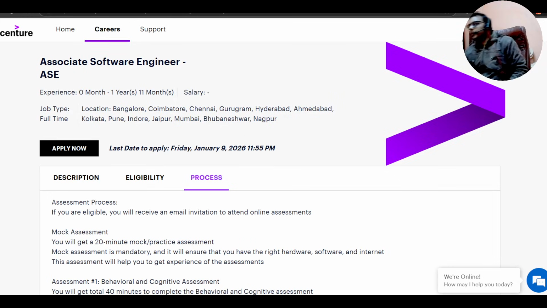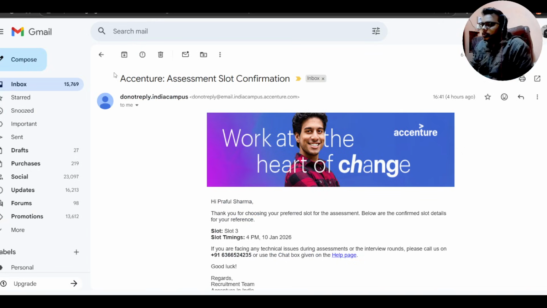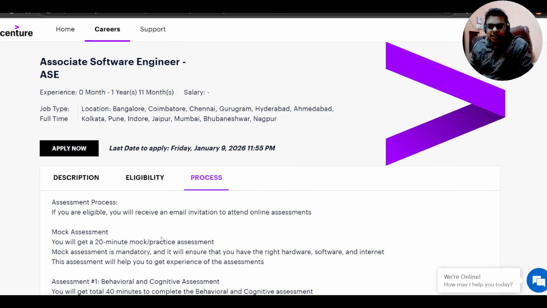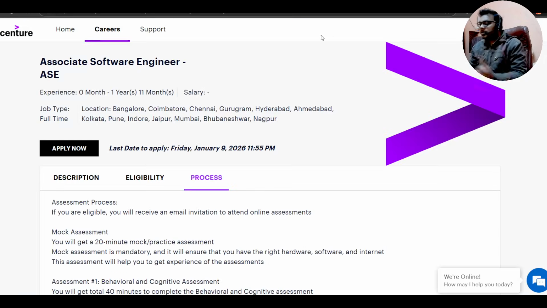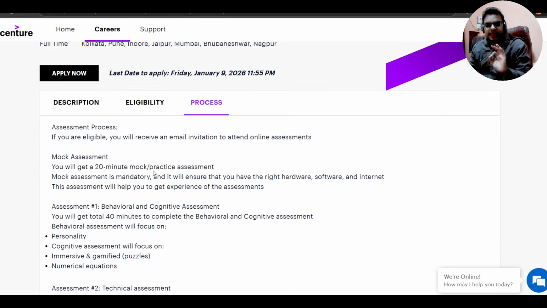First of all, maybe you have got the assessment slot confirmation or a virtual slot mail in which you have booked your slot. After booking the slot, you will be getting the assessment confirmation for slot booking. Now let's understand the exam pattern and the process, each and everything in detail.